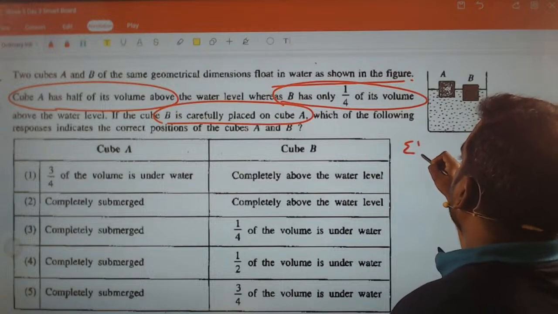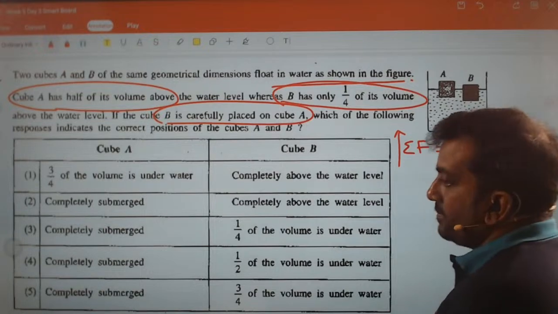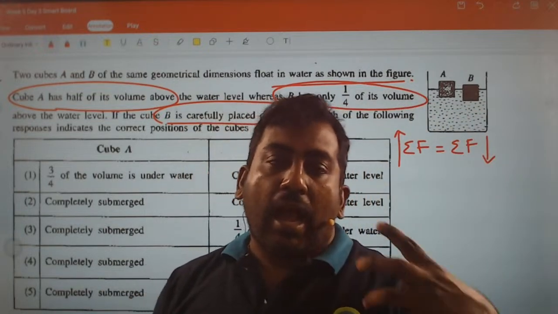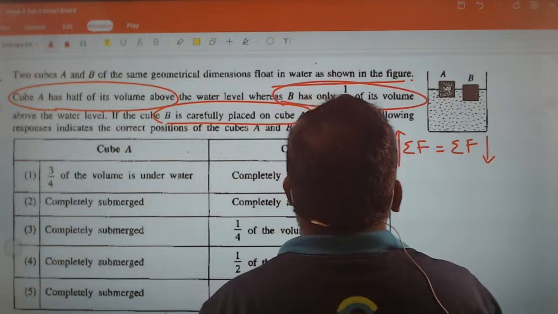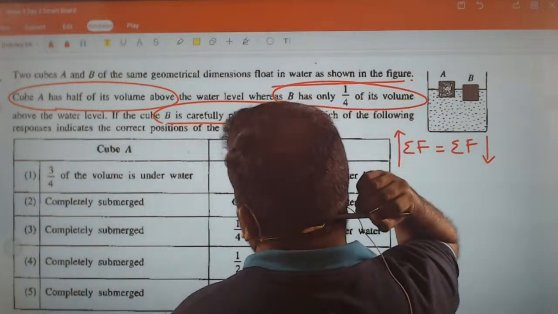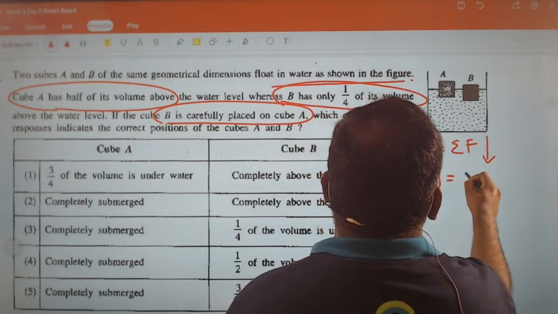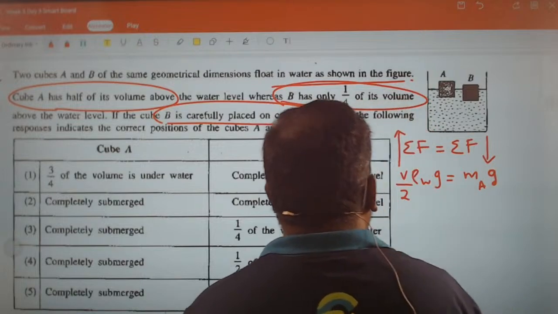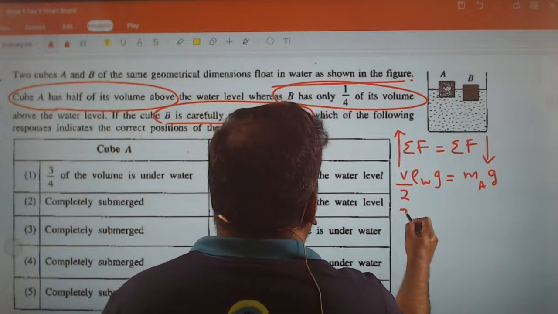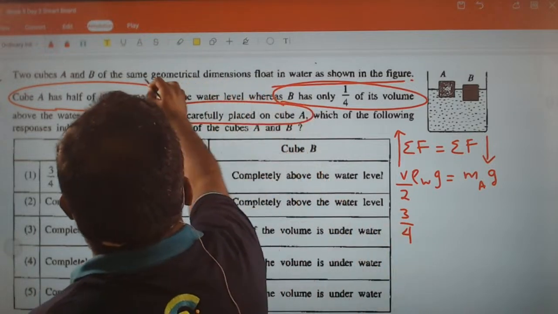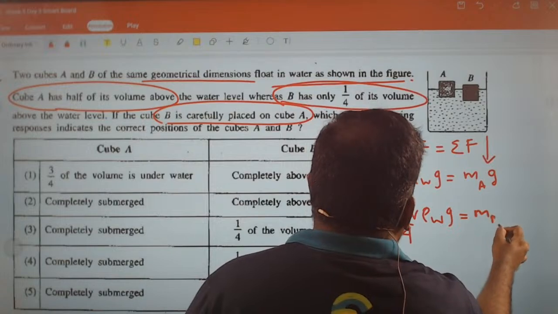Generally, the sum of forces acting upward should balance the sum of forces acting downward, since it is floating. For A, half the volume above means half the volume below. So V over 2 rho W g equals the mass of A times g. In the same way, for B, a quarter of the volume above means 3/4 below. Identical dimensions, same volume: 3/4 V rho W g equals Mb g.